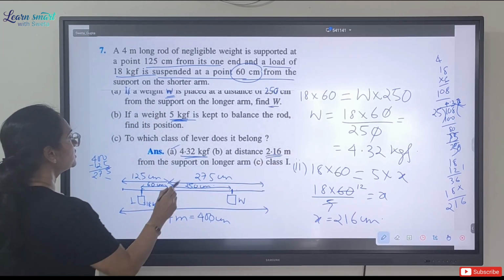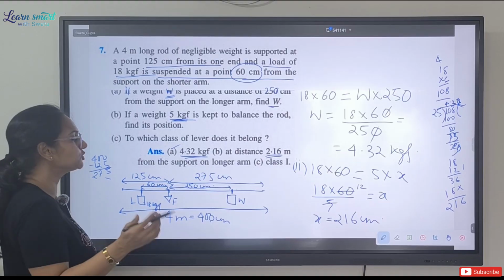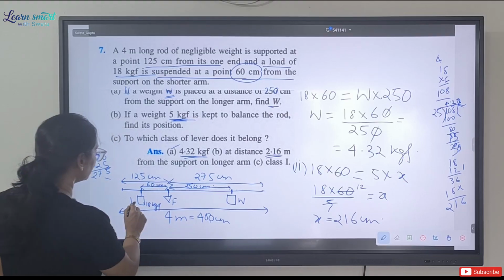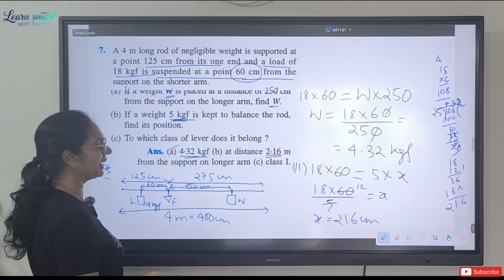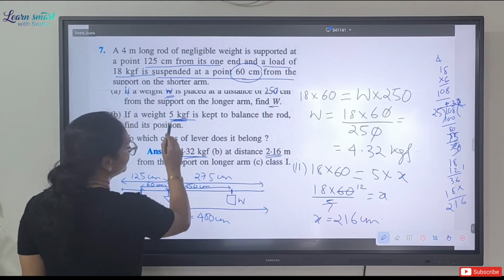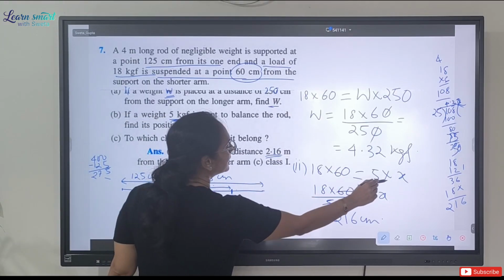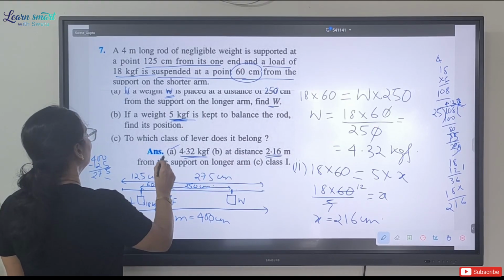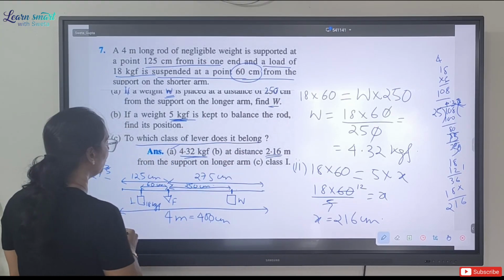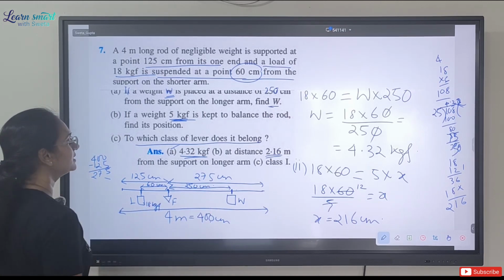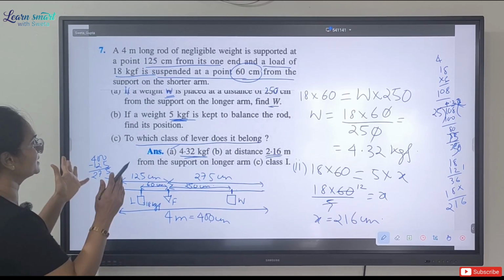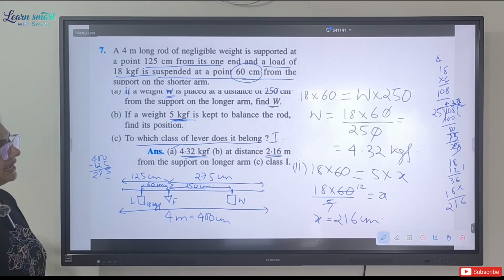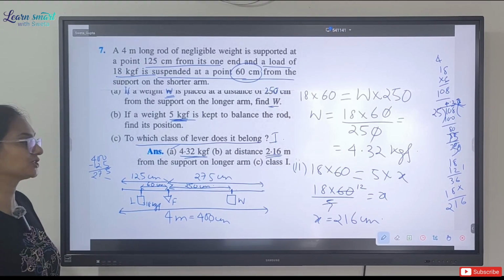So that weight, which is 5 kgf, where should we hang it? We simply apply total clockwise moment equals anti-clockwise moment. So 18 into 60, and where to hang that weight of 5 kgf? 5 into that distance, let's take it as x. We calculate and get 216 centimeter, or in meter, 2.16 meter. Then they are asking to which class of lever it belongs. We can see the fulcrum is in between, and load and effort are on either side. So the fulcrum is in the middle, so it is a class 1 lever. And that's how we can solve it. Let's see the next question.